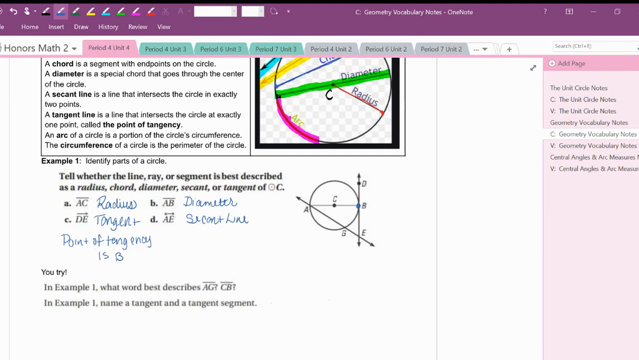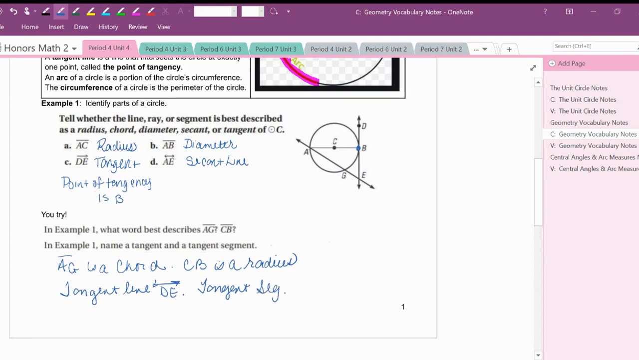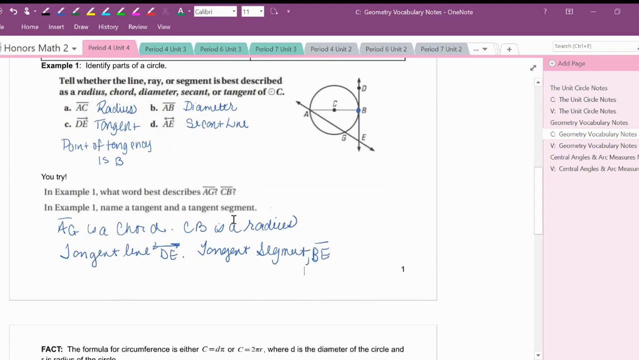All right, time for you to pause the video and take a stab at these two segments, AG and CB. All right, go ahead and check your answers.